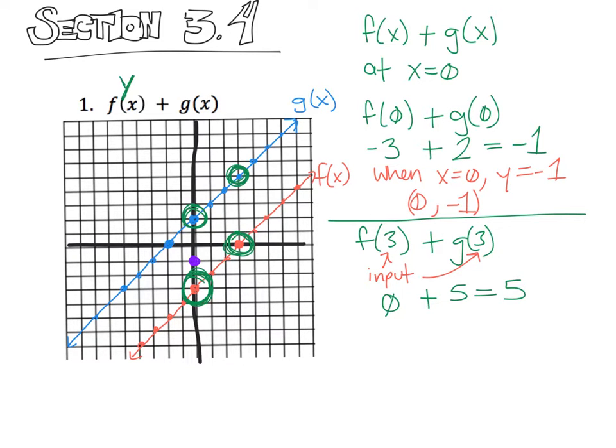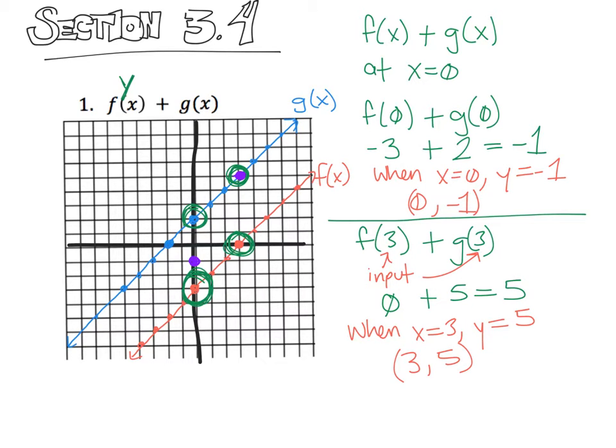So let me write this out. When x is equal to 3, the sum of those two functions is equal to 5. So my ordered pair would be (3, 5). Let me go ahead and graph that. Let me get back to my purple. So (3, 5) is right over 1, 2, 3, 4, 5. Oh, it's right there. It's on top of this guy. Ta-da!